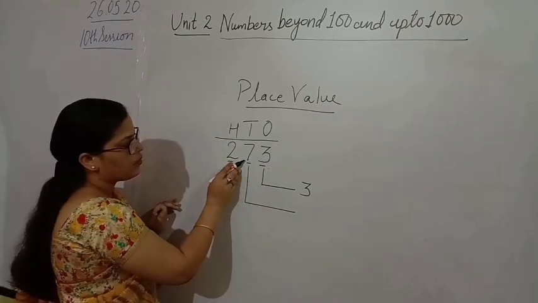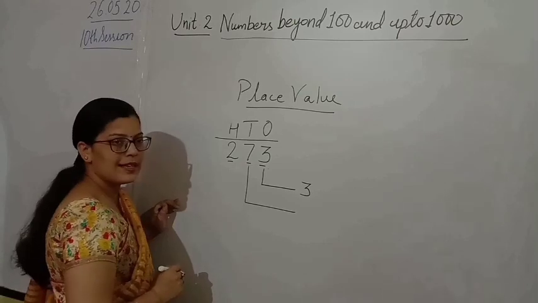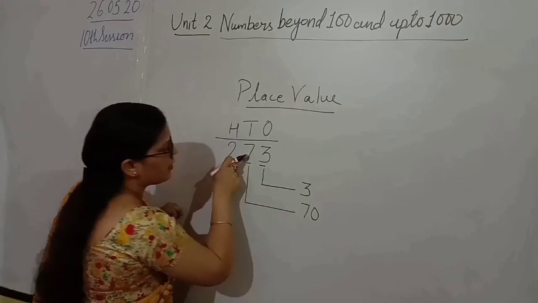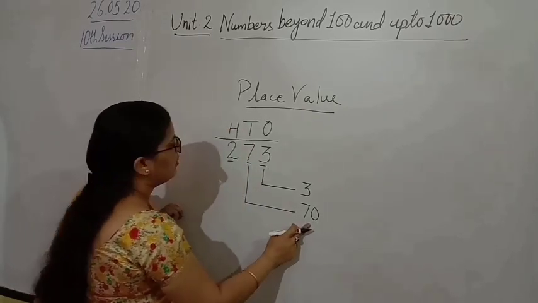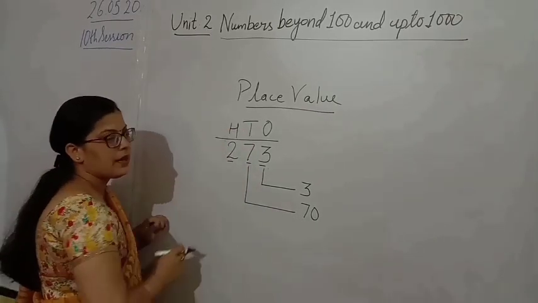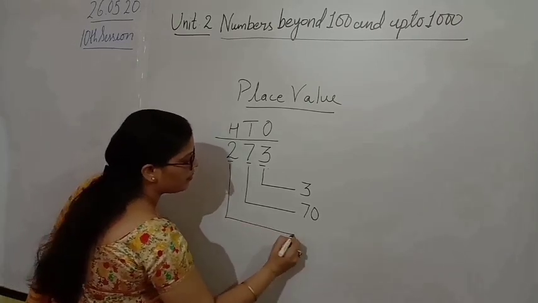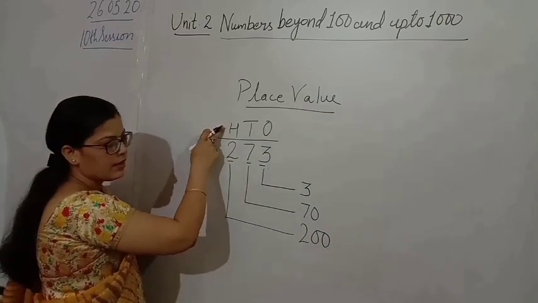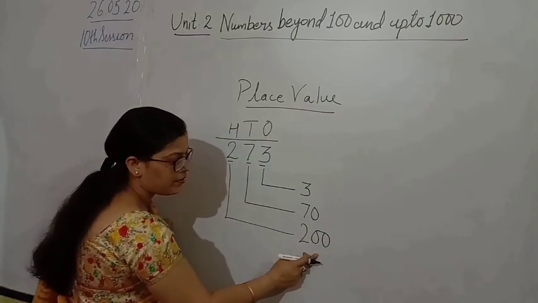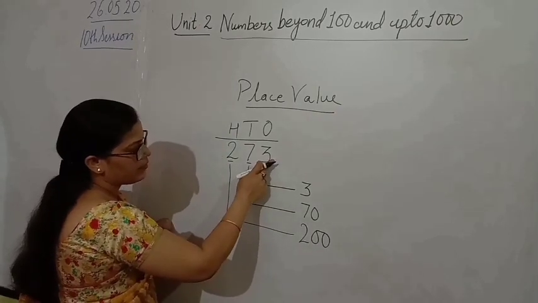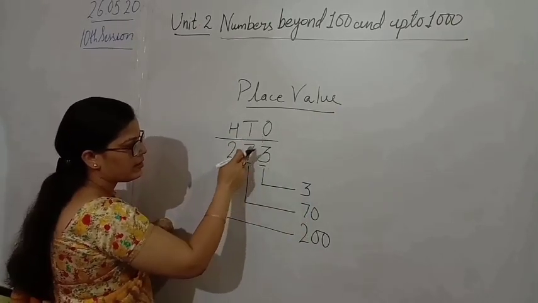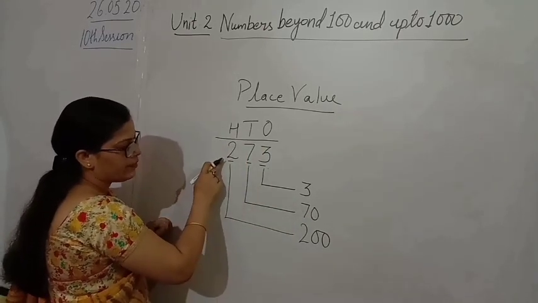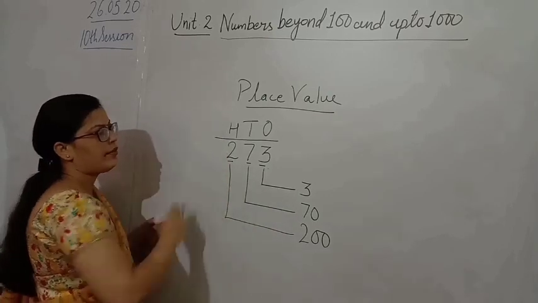Now what is the place of 7? 7 is at tens place, so place value of 7 is 70. 7 tens, 70. Now 2 is at hundreds place, so its place value will be 200. So place value of 3 is 3 as it is at ones place. Place value of 7 is 70 as it is at tens place. Place value of 2 is 200 as it is at hundreds place.